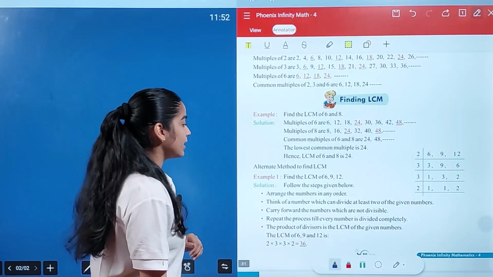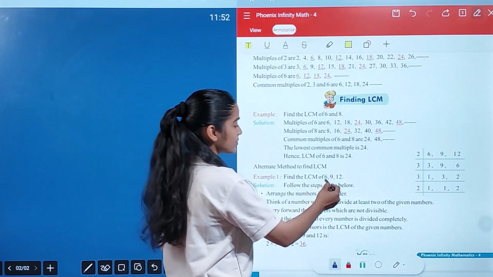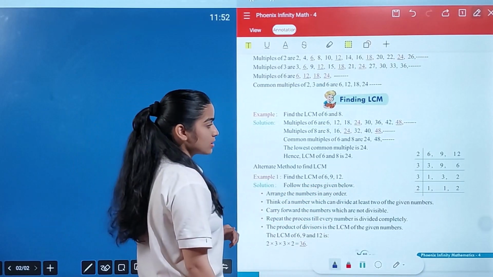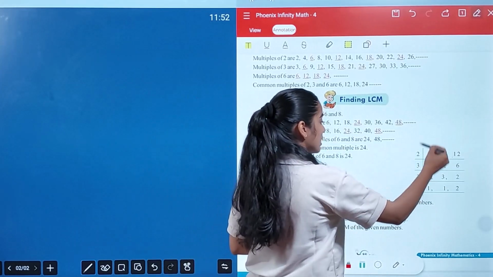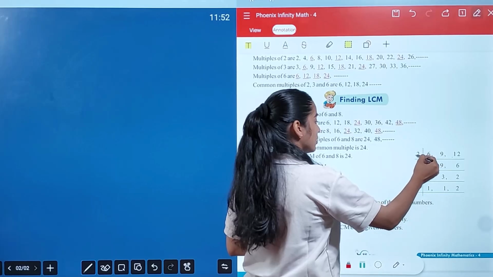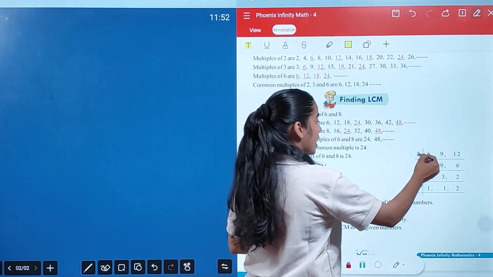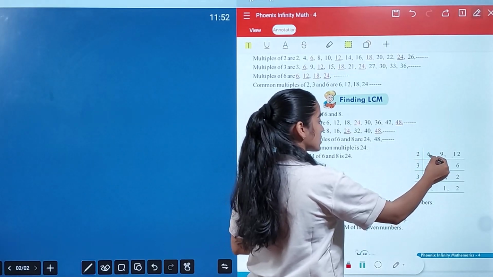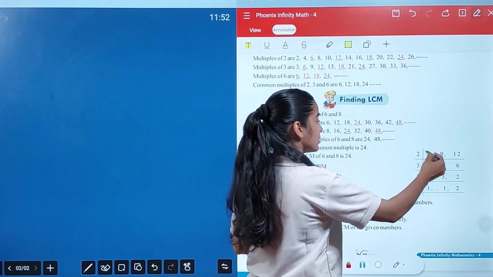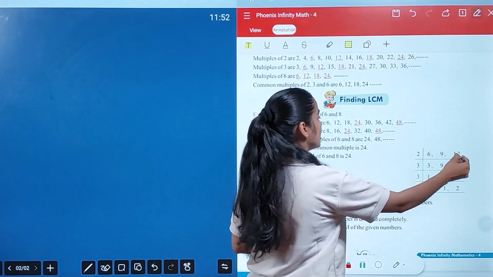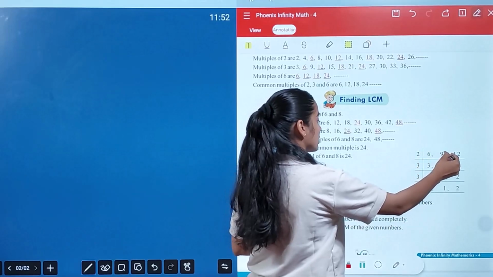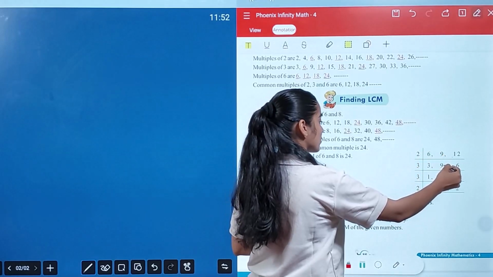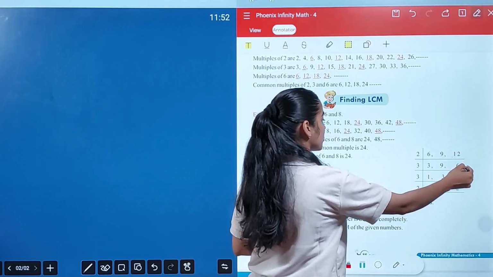How can we find LCM? To find the LCM of 6, 9, 12, what we can do is first write them in a grid. After that we take the table of 2 and identify at what position 6 will appear in 2's table, 9 will appear in 2's table and 12 will appear in 2's table. So 6 will appear at third, 9 does not appear in 2's table, so we just write 9 as it is, then 12 is 6.